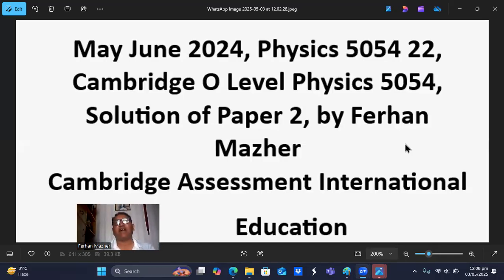The paper, the marking scheme, and the examiner report, which we are using in this video, those three things are the property of the Cambridge Assessment International Education. The paper, the marking scheme, and the examiner report have been created by CAIE, so we are thankful to them. I have just downloaded these three things from their website and I'm using them in my video. So let's start today's paper.